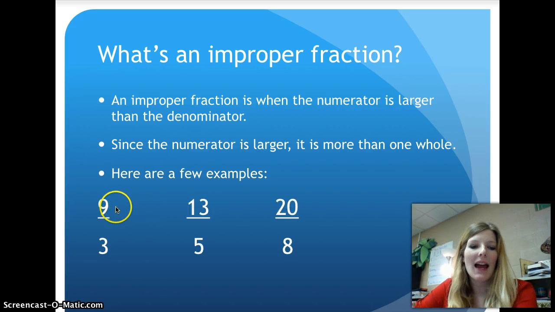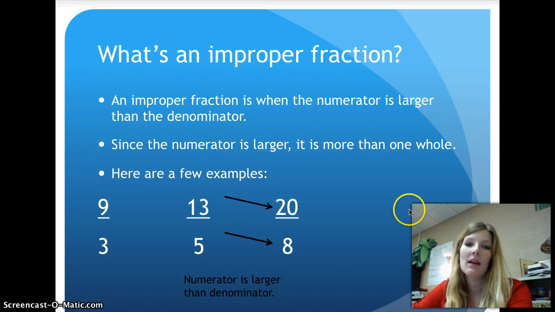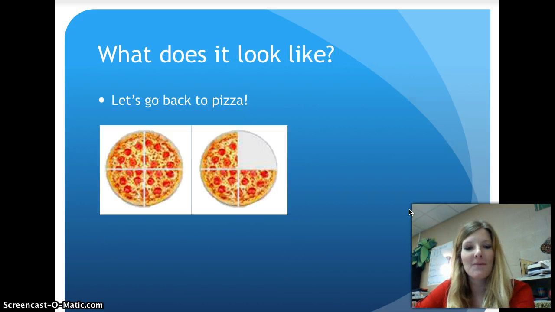We have 9/3, notice the numerators, 13/5, and 20/8. The numerator is larger than the denominator in all of these examples. So all three of these fractions are called improper. Improper because they're not the right way to write fractions. It's a different way, not the proper, fancy way to write fractions. I'll show you what it looks like.